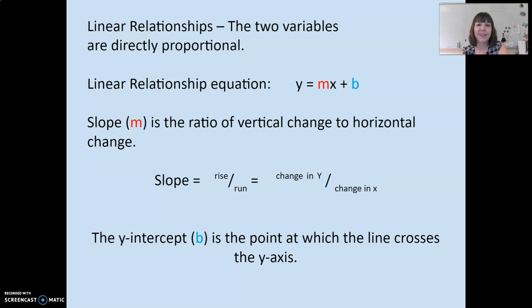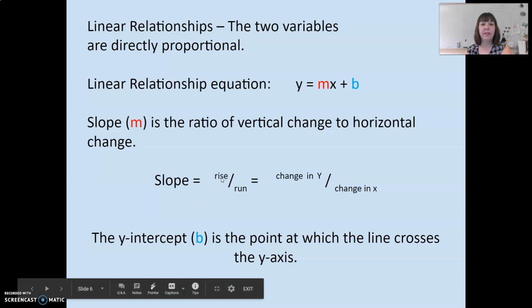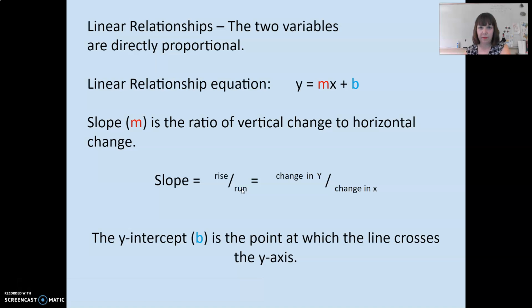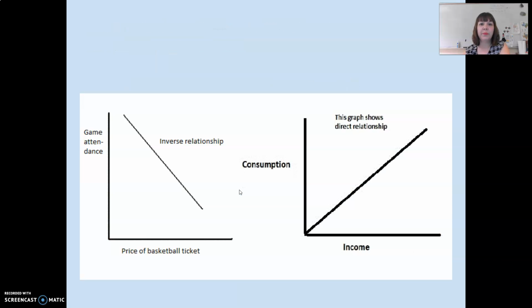You remember this old equation y equals mx plus b? The slope will tell you the ratio of change between your vertical, which is your dependent variable, and your horizontal. So slope is rise over run. That's how much our dependent variable changed versus how much our independent variable changed. And then, of course, the y-intercept is where we started. That's where we cross that y-axis.